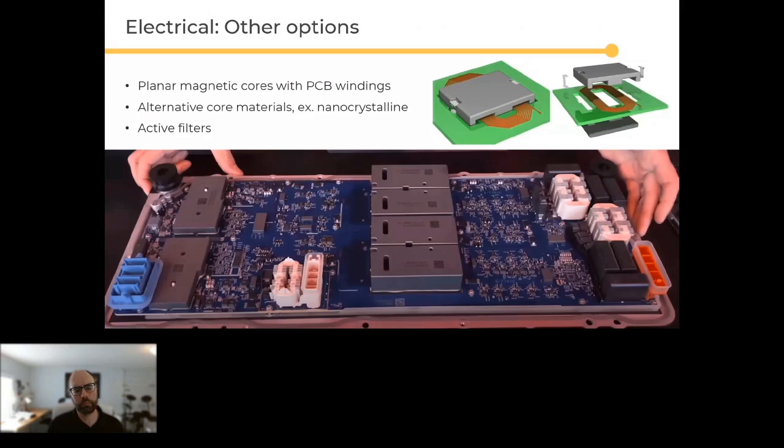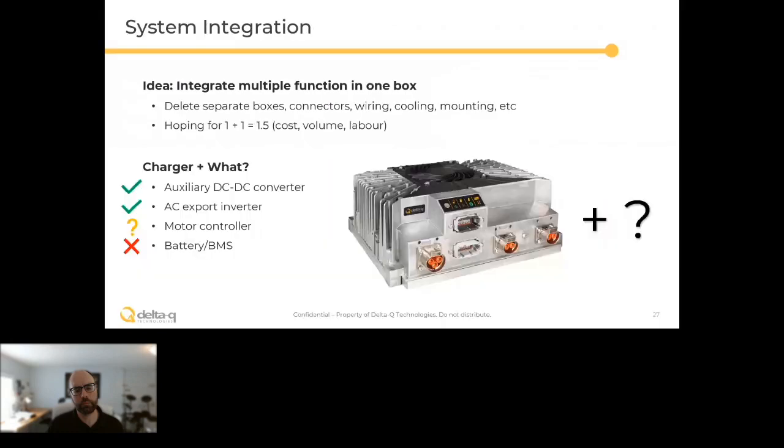But let's move on to system integration. So this is a little bit more out of the box thinking, but the idea of, can we integrate multiple functions? Can we have a charger plus something else? If you can take some other external converters, some extra box, and you can put two functions into one box, then the system cost, the system volume and labor can be less. 1 + 1 can equal less than 2 in terms of that total cost and volume. You can delete connectors that are shared, wiring, cooling, mounting.